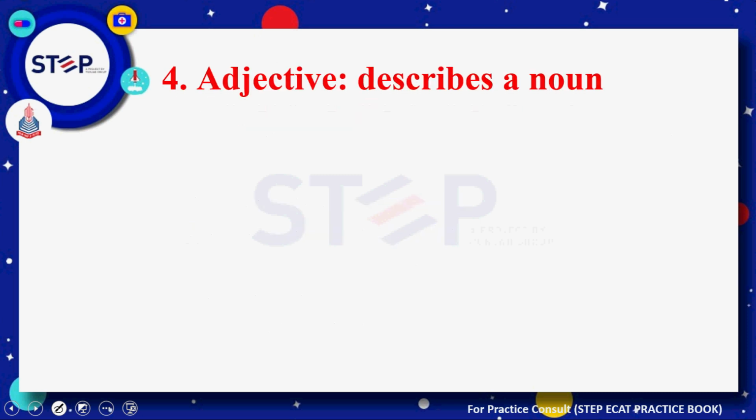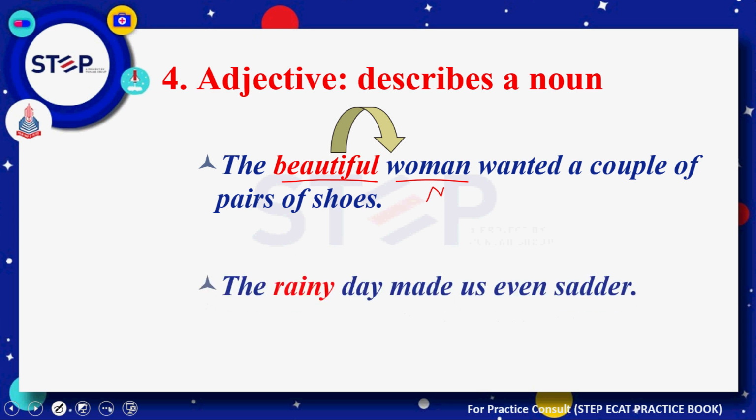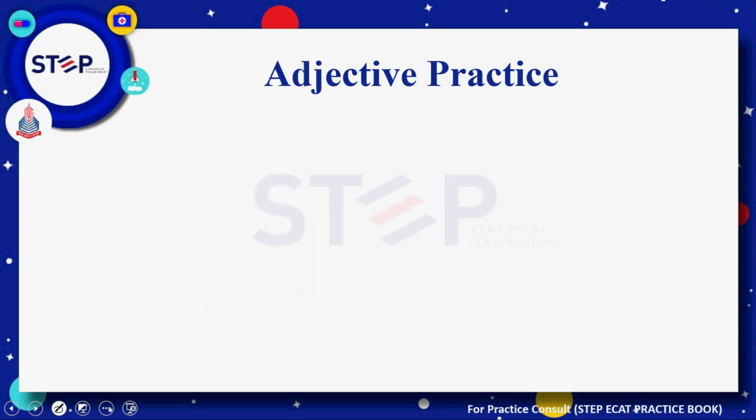Adjective is yet another part of speech that we are supposed to be in a position to recognize wherever it's used. An adjective describes a noun. Adjective is a describing word. For example, "the beautiful woman." So this "beautiful" is a word that describes "woman." Woman is a noun. So what type of woman? Beautiful woman. So this "beautiful" is defining "woman." "The rainy day," this "rainy" word is defining "day."